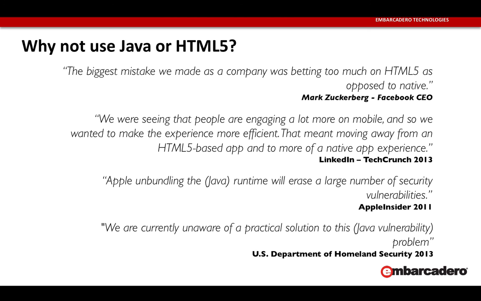So looking at what people have said about trying to go the HTML5 and the Java route to getting things out there. Mark Zuckerberg said the biggest mistake we made as a company was betting too much on HTML5 as opposed to native. Facebook's share price soared by around 14% when they switched over to a native application from the original HTML5 application they had for mobile. Because people were spending so much more time on the mobile applications, they were able to serve so much more mobile content and advertising, and hence make a whole load more money.